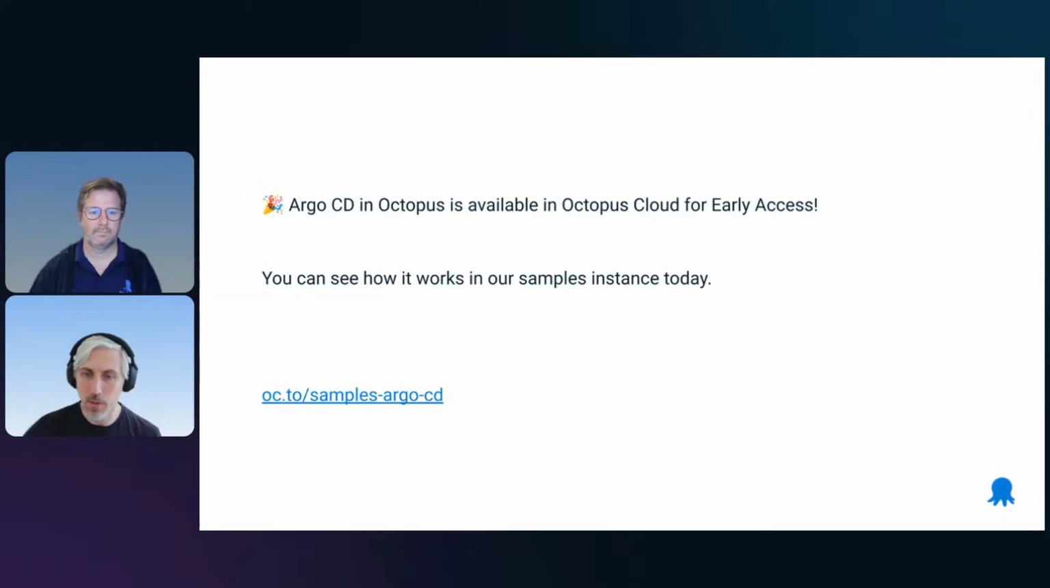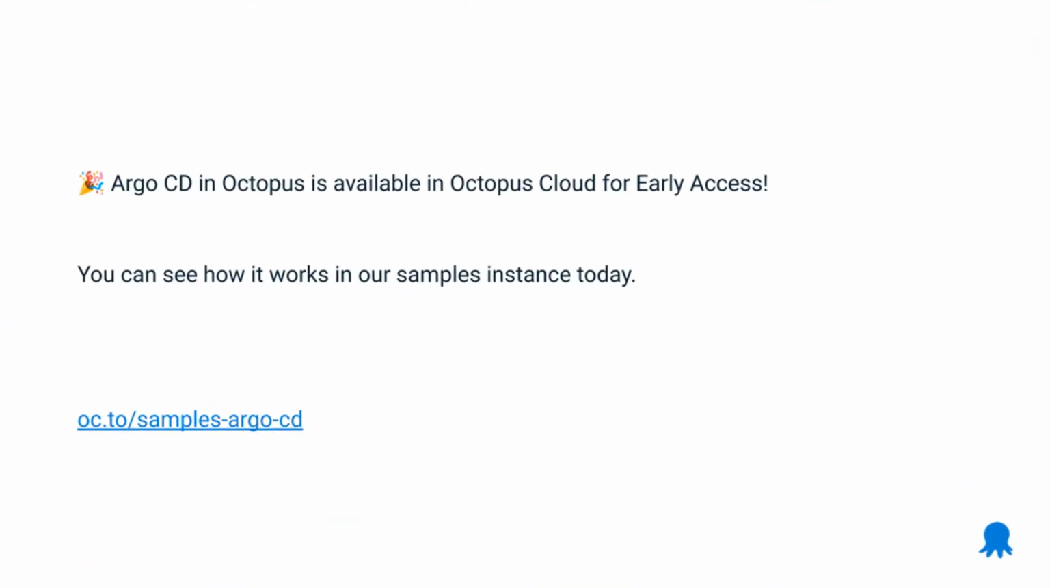Yes, here we go. So how can you try it? It's available right now in Octopus Cloud. The only thing you need to do is go to our Octopus Cloud instance, click the Argo CD instances menu under infrastructure, and connect to your first Argo instance. That's it. And then just start deploying.